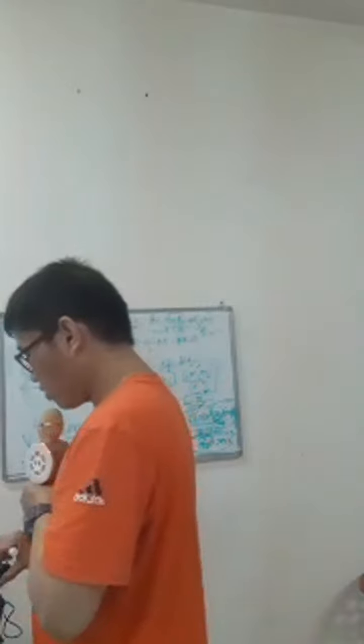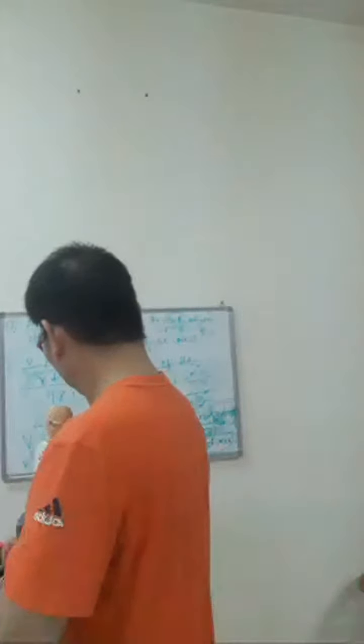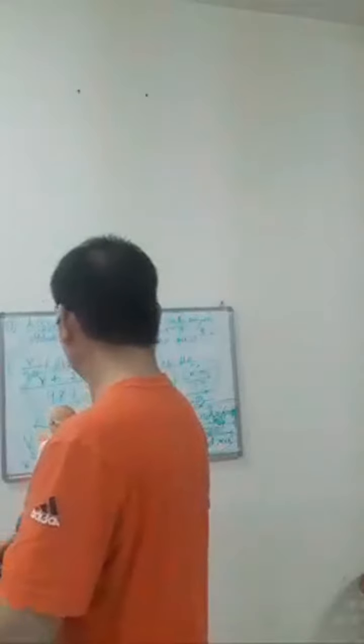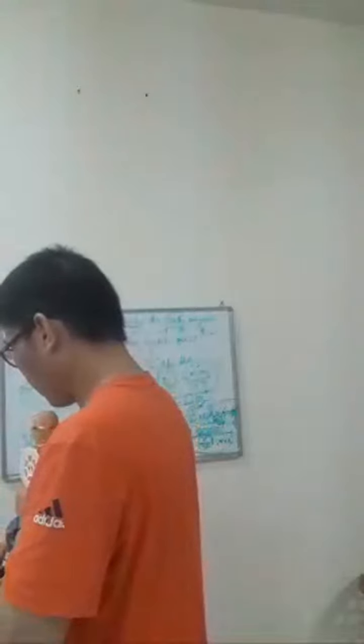2.45 exponential to the 7, right? 2.45 exponent to the 7, divided by 9.21. So it's going to be 1, 2, 3, 4, 5, 6. 2.49 times 10 to the 6, right?